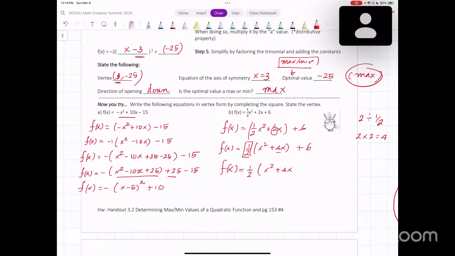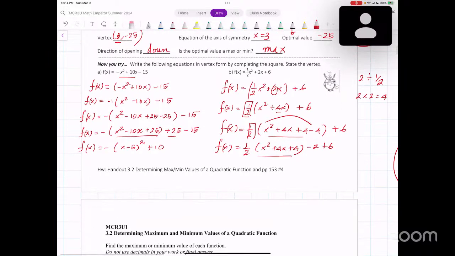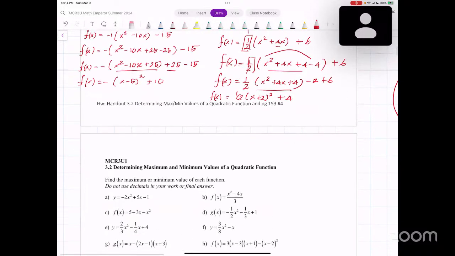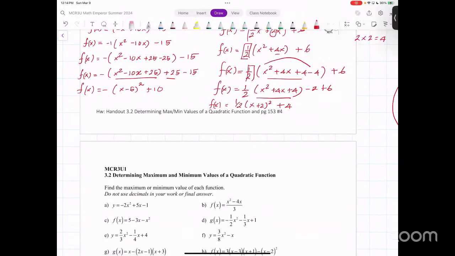What is half of 4? 2. 2 squared is 4. 4 minus 4 plus 6. Then what do we do? We rewrite this together. And then I multiply 1/2 by the guy I subtracted, so 1/2 times 4. And then we know this is going to be a perfect square at this point. Kevin, are you following that, sir? Kevin? Yeah. Okay.